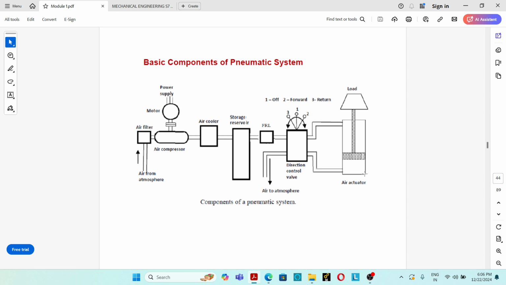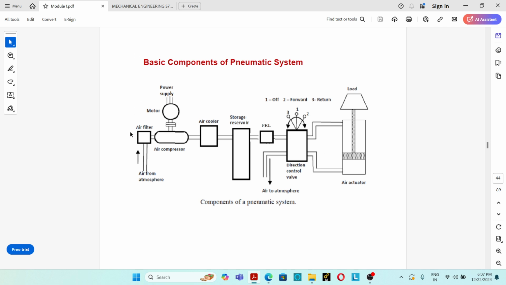These are the main components in a pneumatic system. In a pneumatic system, reservoirs are not present. A hydraulic system has a reservoir, but in a pneumatic system there is no reservoir. The important point is that in a pneumatic system, air is sucked from the surrounding atmosphere, so there is no reservoir needed as in a hydraulic system.